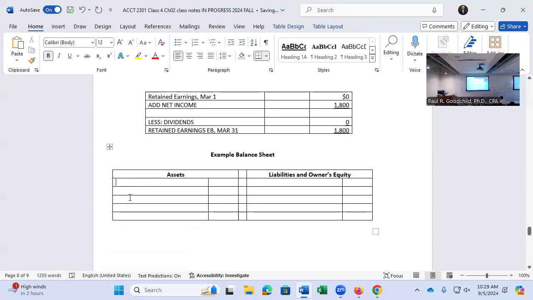So then we have to record that onto our balance sheet. And so our balance sheet has cash. We have accounts receivable. And then we have merchandise inventory. So our cash balance comes from here. Right? I posted all the transactions into a journal account.